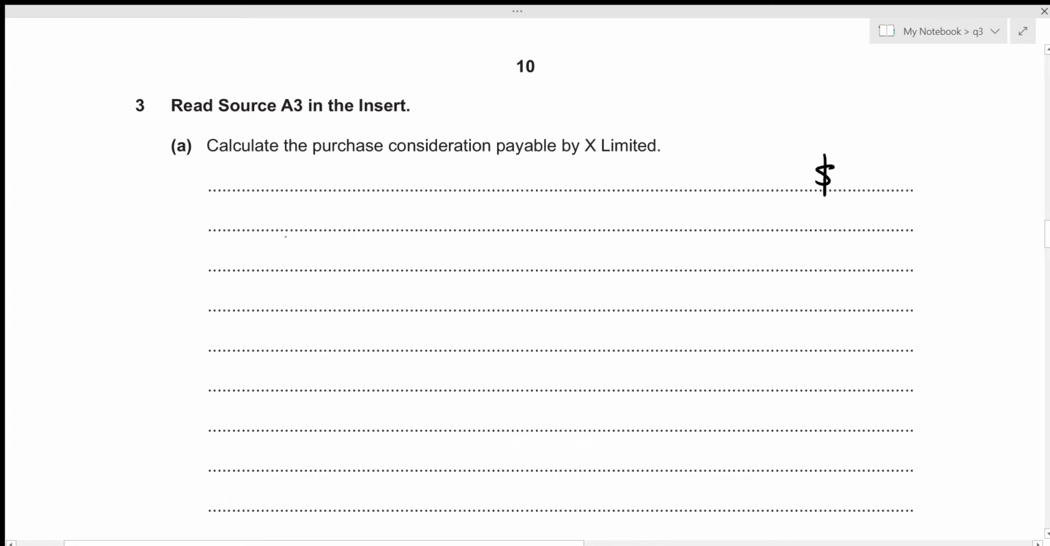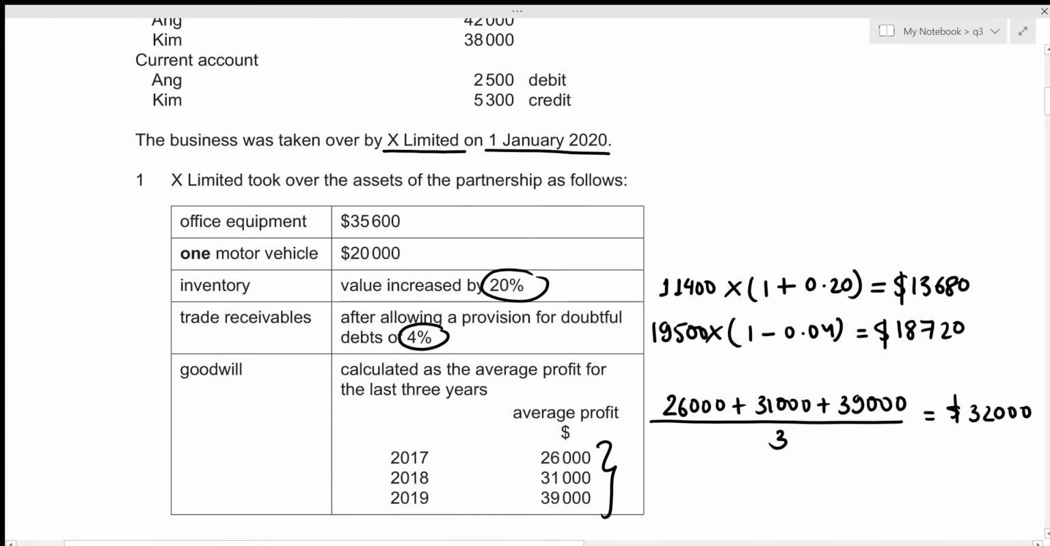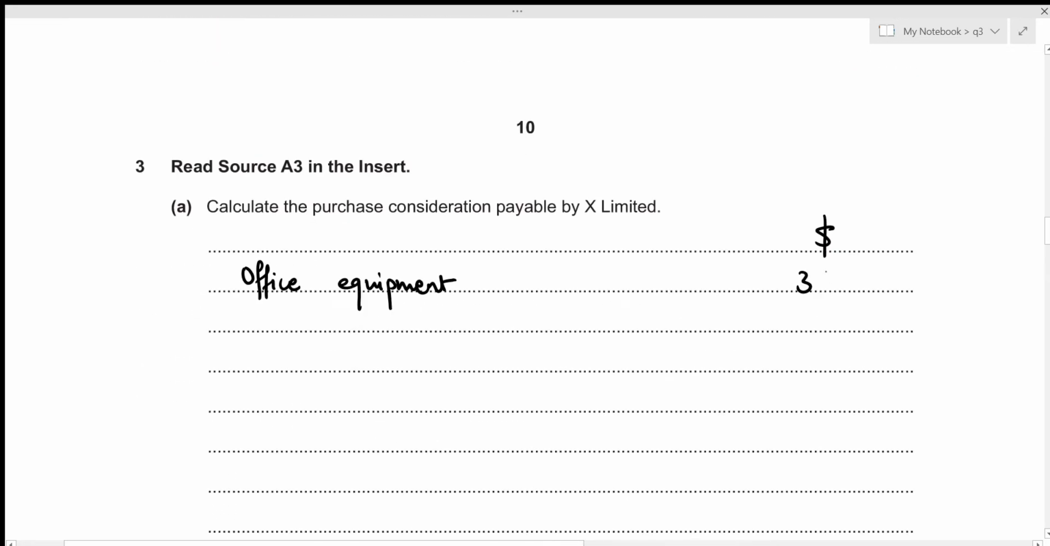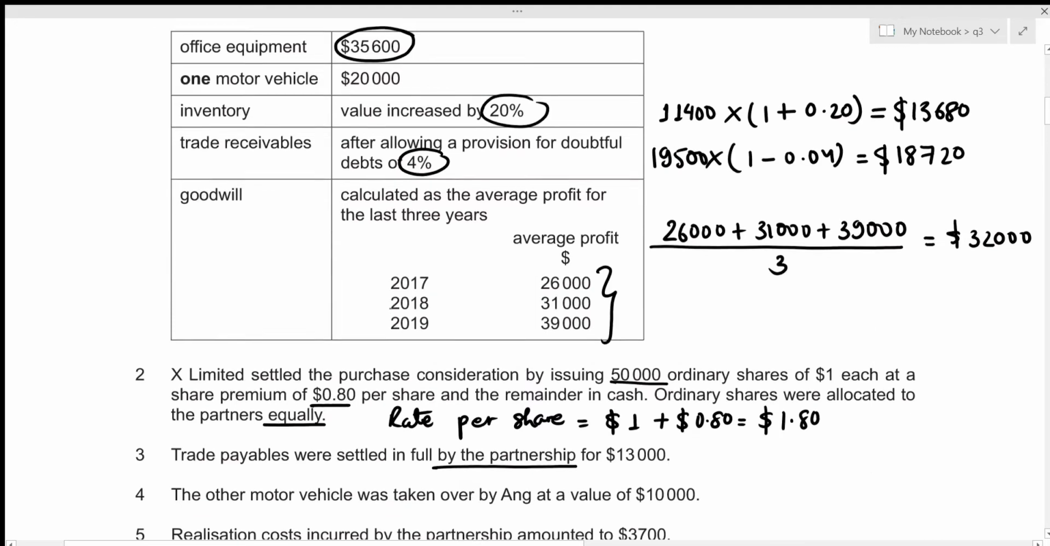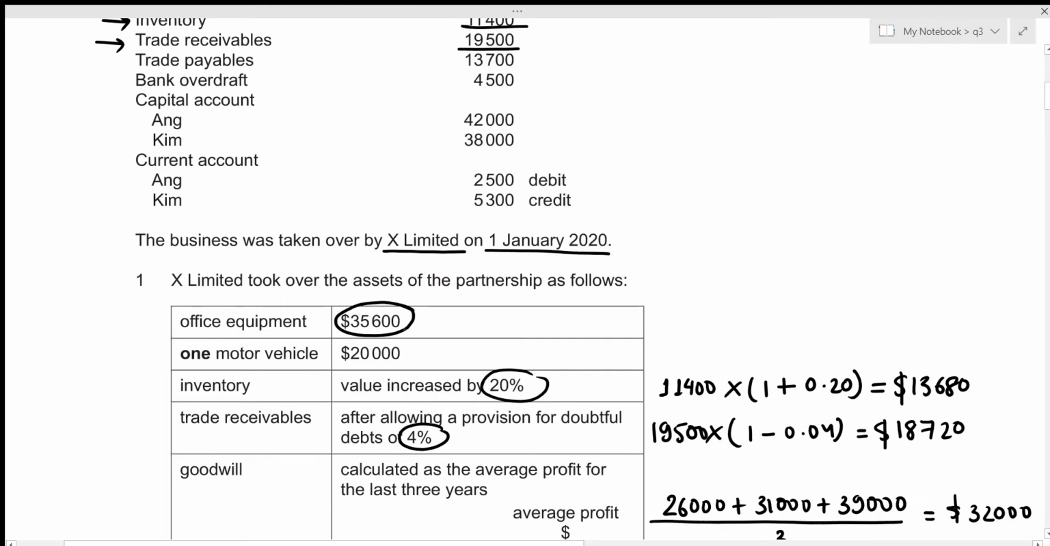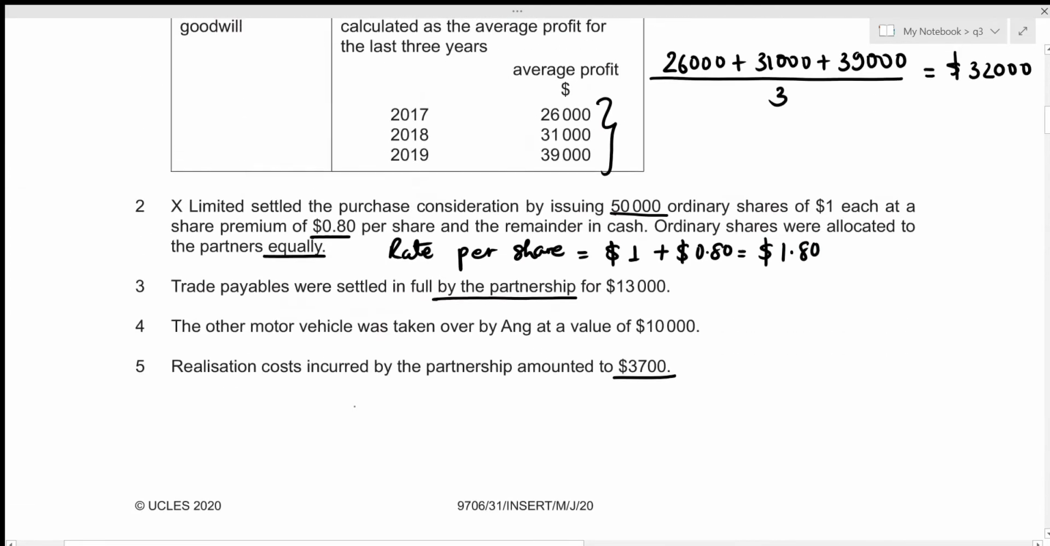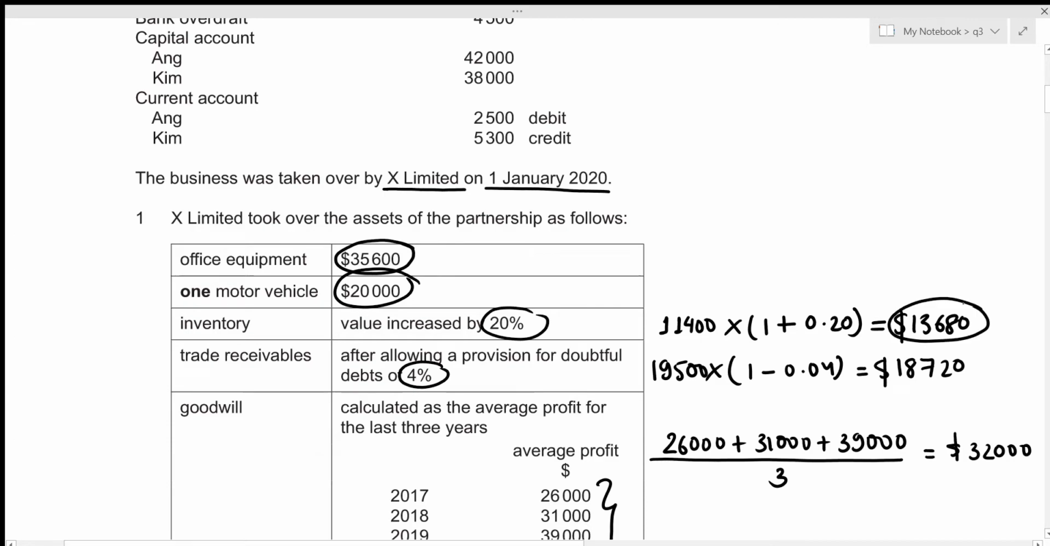Okay, so we will be starting with our office equipment. Let's have a look at the above information at its value. So the office equipment taken over had the value of 35,600. Let's write it down in our statement. So that's 35,600. Then we had the motor vehicles. Let's have a look above. The motor vehicles taken over had the value of 20,000. Let's substitute this value into our statement. Then we had the inventory, and we increased the value of inventory by 20%. So it amounted to 13,680. Let's substitute this value.